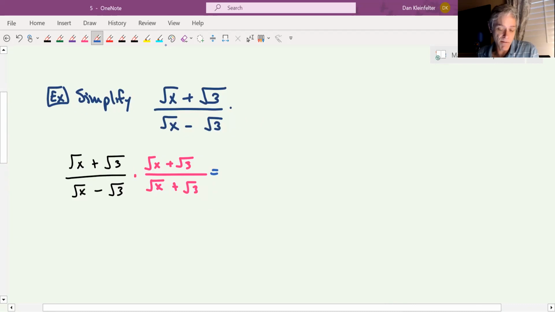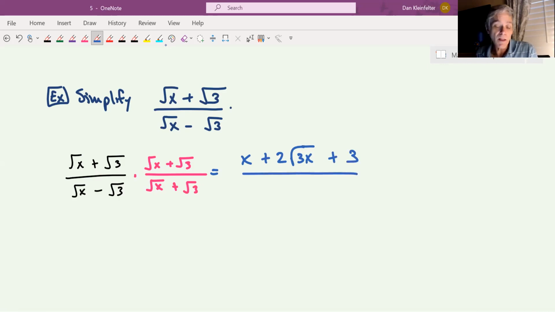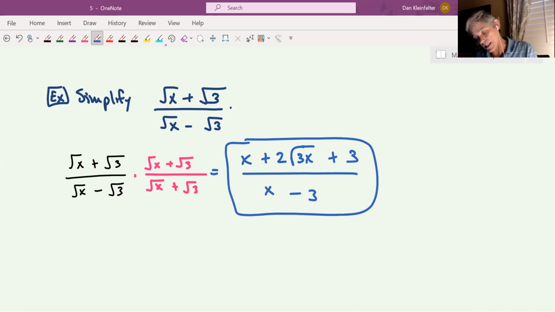This is a perfect square trinomial. You can use that formula if you want to. We'll have root x times root x, which is x. And then root 3 root x, root 3 root x. So that's 2 root 3x's. And then in the back, there's going to be root 3 squared, which is just a 3. Okay, down below, we'll have root x squared, which is a solid x, minus 3. Okay, and that's it. So we succeeded in rationalizing the denominator.